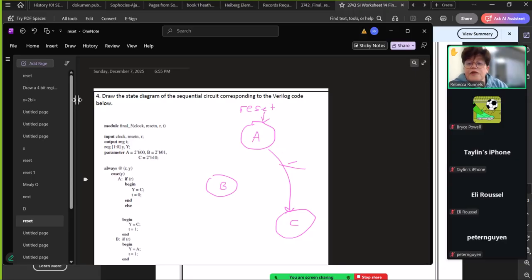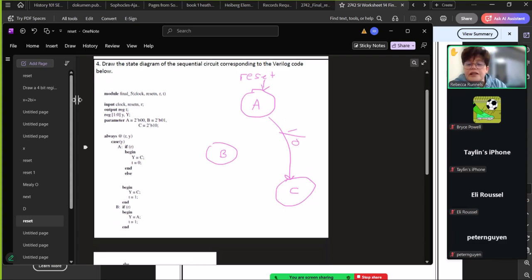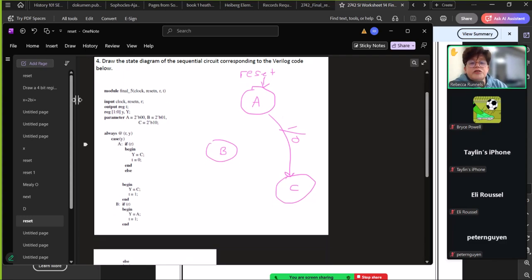So if R is 1, we go to C and our output is 0. And if R is 0, we also go to C. This is what we were just talking about. It kind of looks weird, but you can have it. If R is 0, it goes to C, but the output is 1. So we do have to have separate arrows. If they had the same output, we could put a don't care, but they have different outputs.